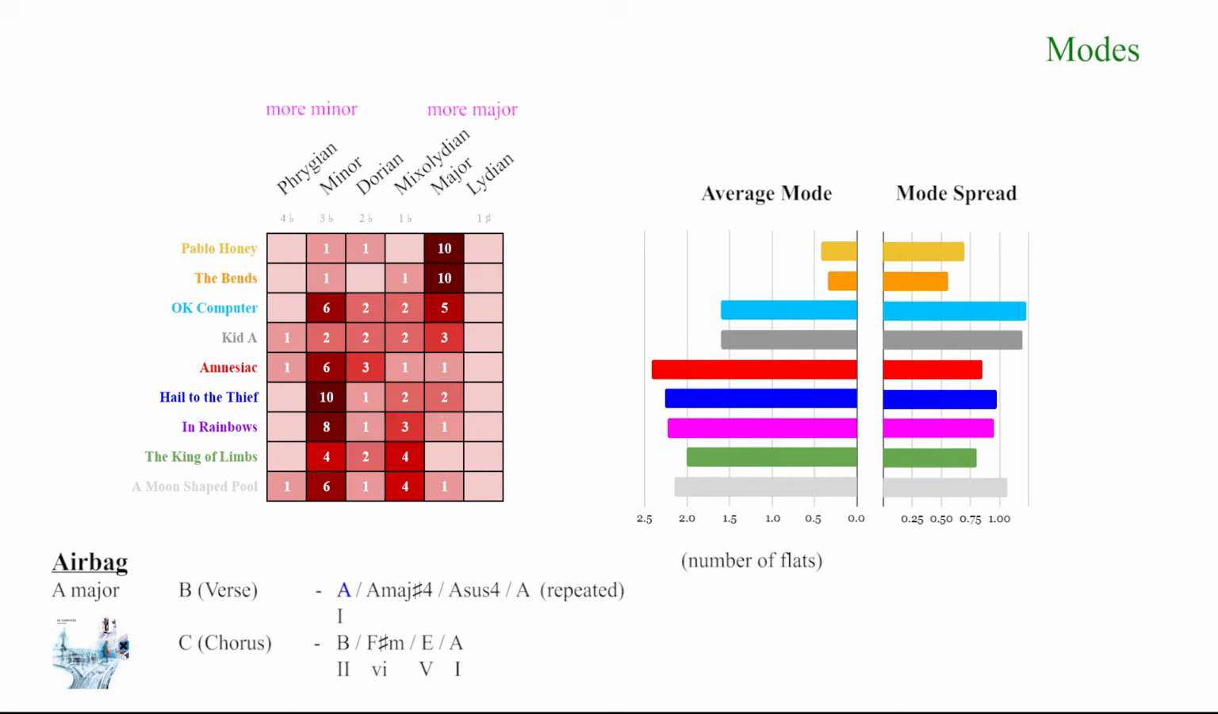For example, in Airbag they use a borrowed sharp 4 extension over the 1 major chord, as well as a borrowed 2 major from this mode, but this usage is always in the context of some other key.